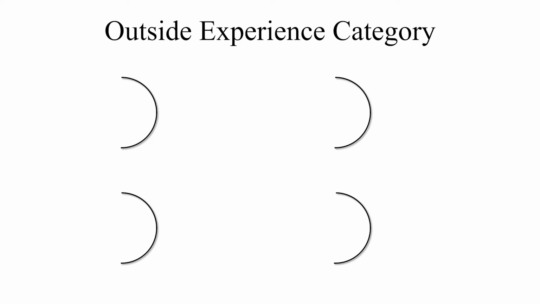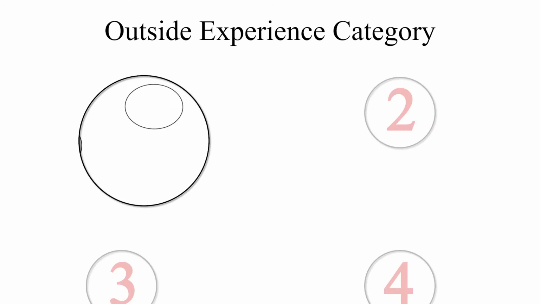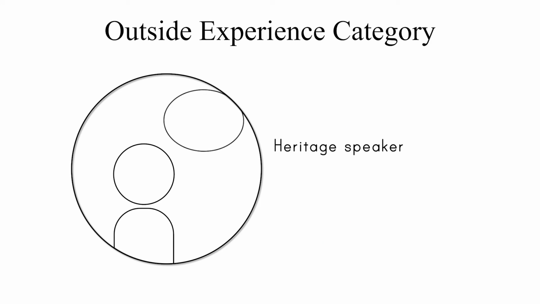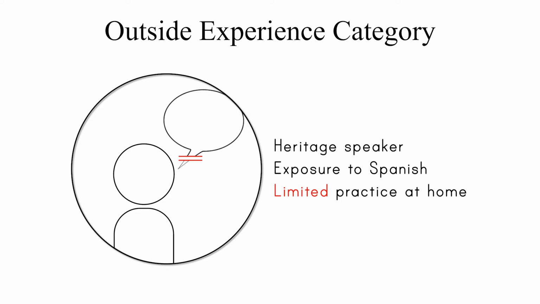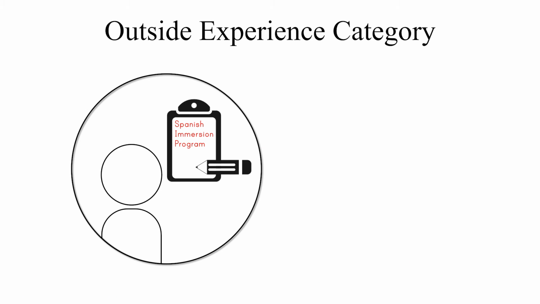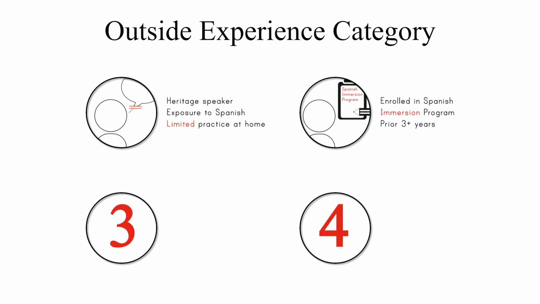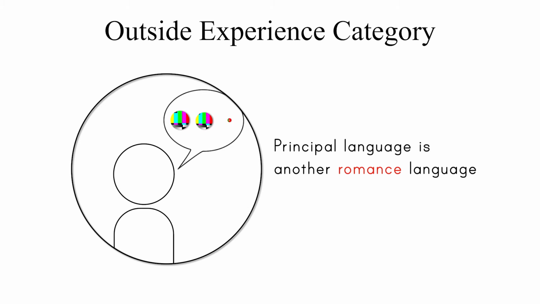A student with any of the following experiences beyond the classroom competes in the outside experience category. The student is a heritage speaker and has had exposure to Spanish but limited practice in his or her home environment. The student has been enrolled in a Spanish immersion program for the prior 3 years or more. The student's principal language is another Romance language such as French, Italian, or Portuguese.